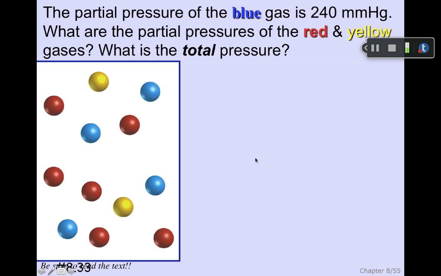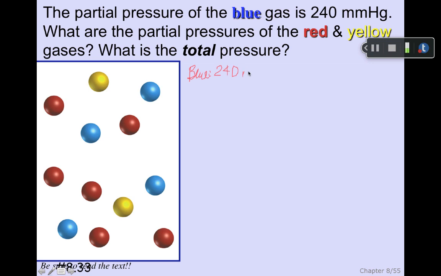All right, this one is from the text, and it's not very tricky, but it's worth talking our way through it just to make sure you see it. One way of representing gases is to use colorful spheres in a diagram like this. In this particular example, the blue gas is going to have a pressure of 240 millimeters of mercury. Aha, a different unit this time.